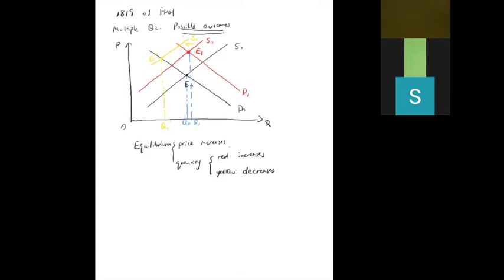So equilibrium price has unambiguous movement, but equilibrium quantity depends on the size of the shift. That's why both F and G could be correct. This corresponds to the case F, and the yellow case corresponds to case G. I see. I got it.